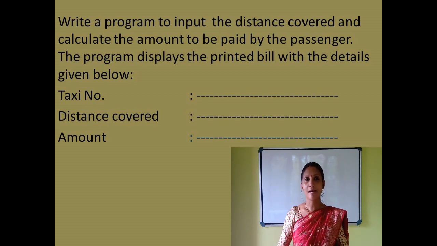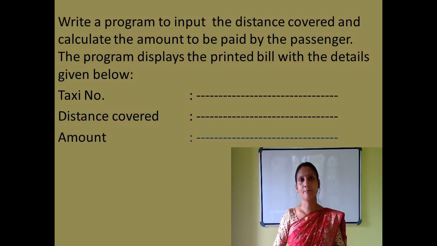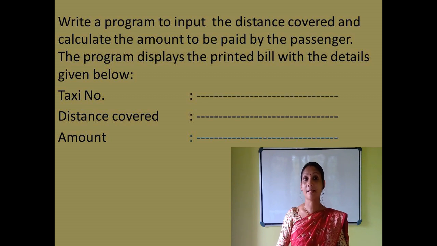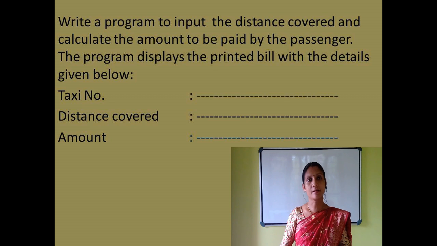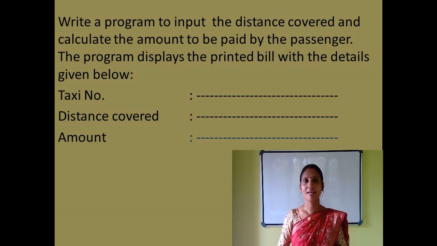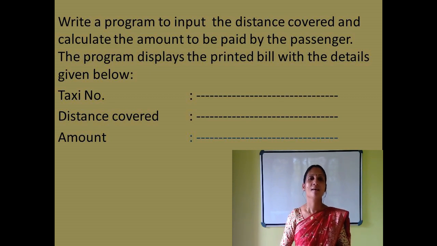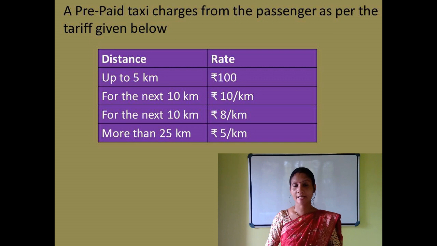What are the input variables here? Taxi number and distance travelled by the person. Those are the input variables. We know how to input these variables into a program. Shall we start? See, this is a prepaid taxi system.